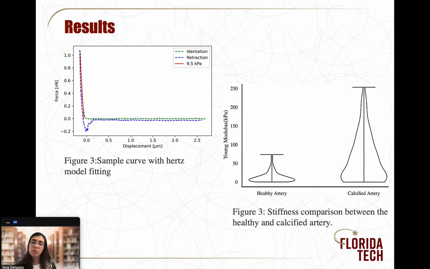Later on, for our stiffness results, here we have a sample curve of force displacement obtained with the AFM test, and in order to find the Young's modulus of the material at each location, we fit it with the Hertz model. The result of the stiffness shows that the calcified artery has a significant difference from the healthy artery, but we can also note the heterogeneity of the artery, as different locations provided different stiffness results. However, we can see that the calcified region has a significant difference from the healthy artery.